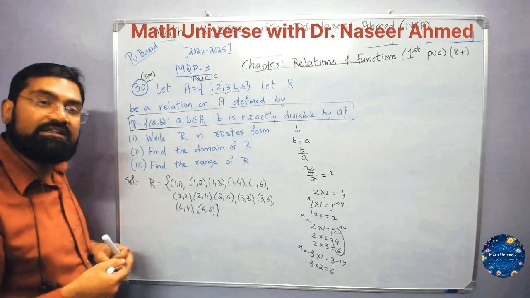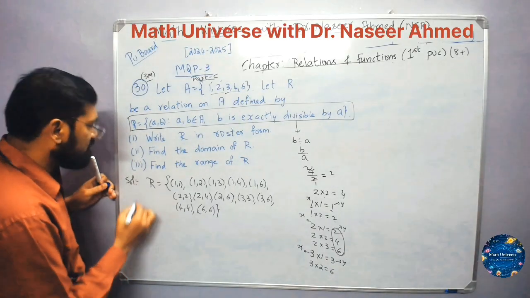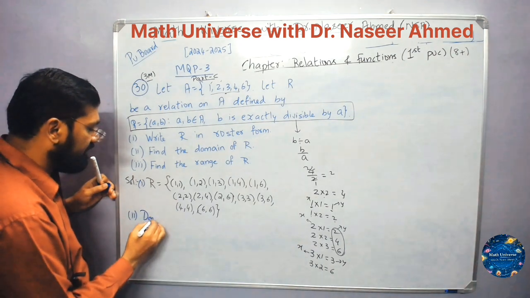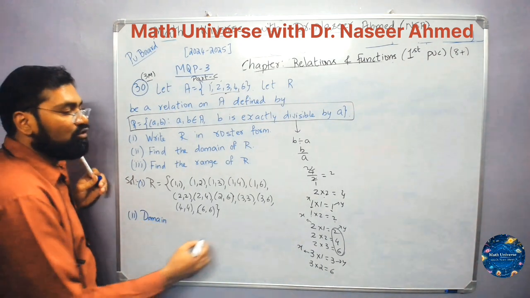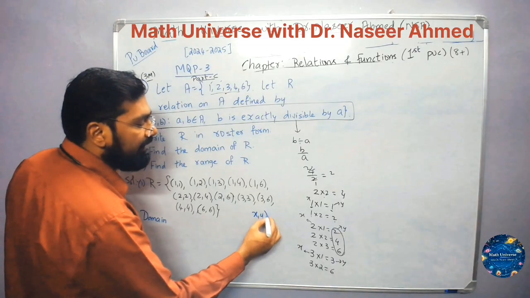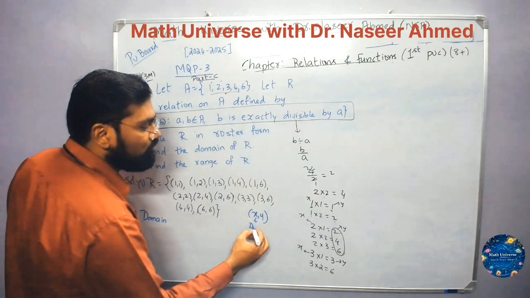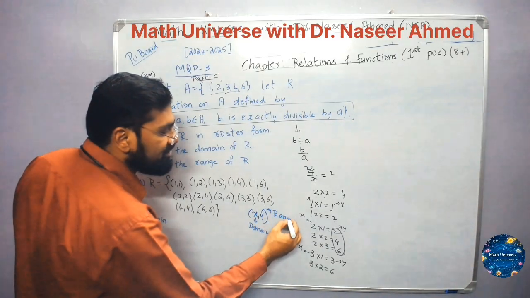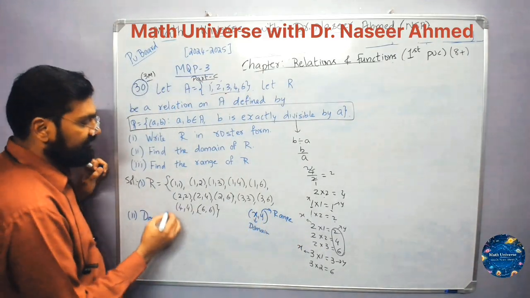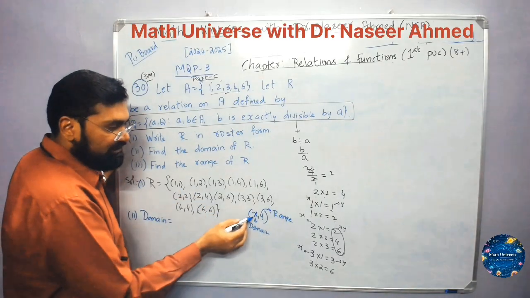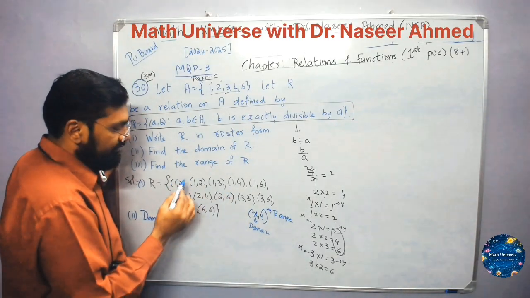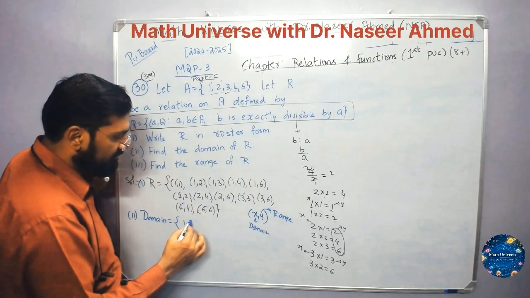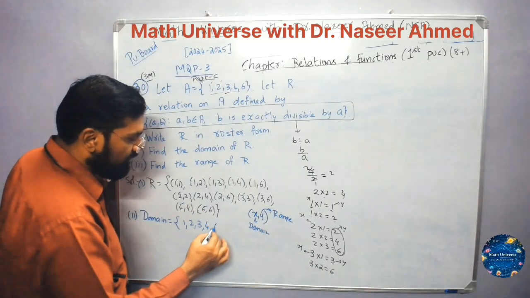Now I have to write what? Domain. They asked to find the domain. First part is done. Second part of the solution, I want the domain. What is the domain? Don't forget, in the ordered pair, always the x coordinate is the domain. And what is the y coordinate? Range. So, domain. See here the first coordinate. In the first coordinate, the first element, you see 1 here, then 2, then 3, then 4, then 6. So, domain is 1, 2, 3, 4 and 6.